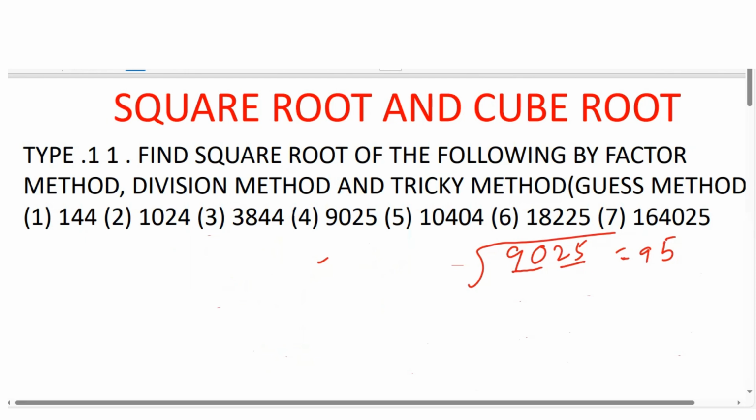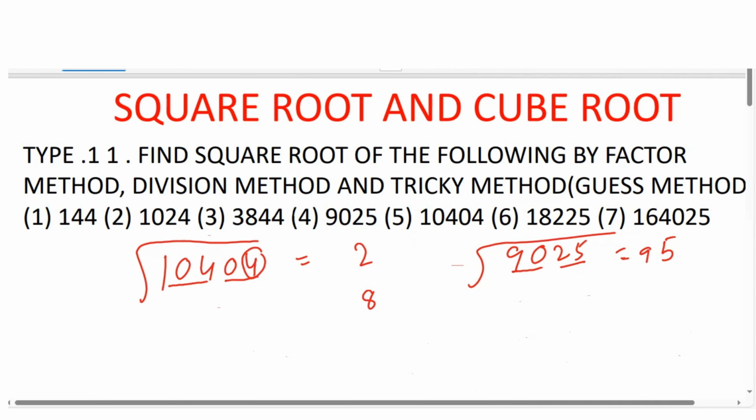Let us see. The next question is 1040. We want the square root of this number. The technique is: make a pair from the last two digits and check the unit digit. It is 4, so only 2 or 8 can give 4. Now the remaining number is 10. Now check which square gives you 10 or slightly less.